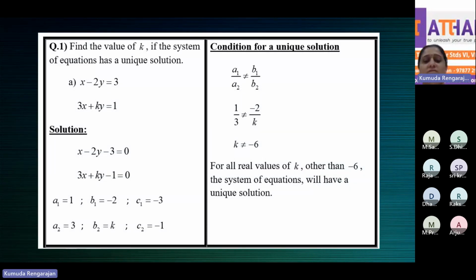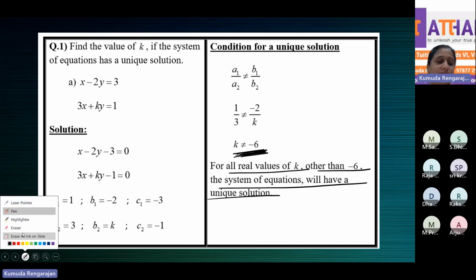So go through this. On substituting, we get k not equal to 6. Sorry, k not equal to minus 6. But you have to find the value of k. K should not be minus 6. But what is the value of k? For all real values of k other than minus 6, the system of equations will have a unique solution. Correct?